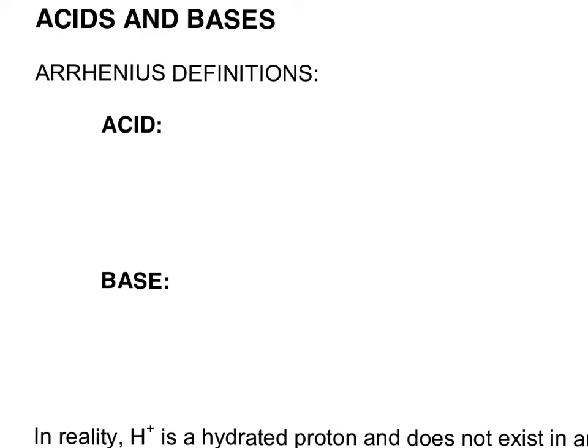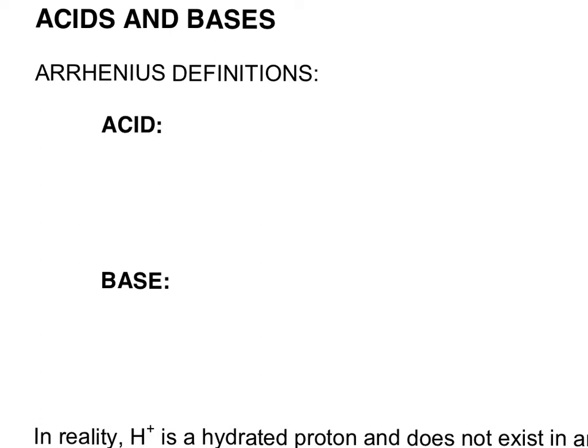Hi everybody, today we're going to talk about acids and bases, chapter 16. So as you know from last year, we have three definitions for acids and bases. We have the Arrhenius definition and the Bronsted-Lowry definition, those we covered last year. This year we're also going to add the Lewis definition. The Lewis definition is removed from the AP exam, so we're only going to spend just a little bit on it. So we're going to start with the Arrhenius definition.